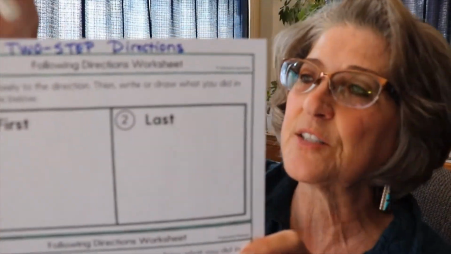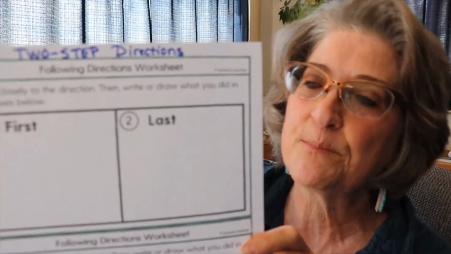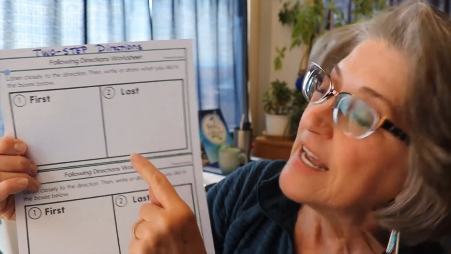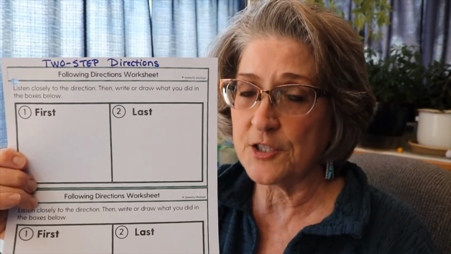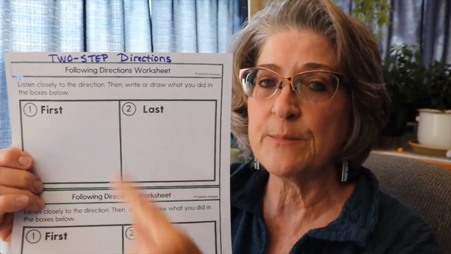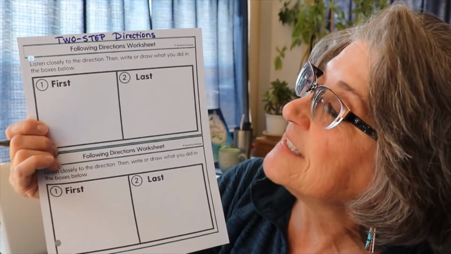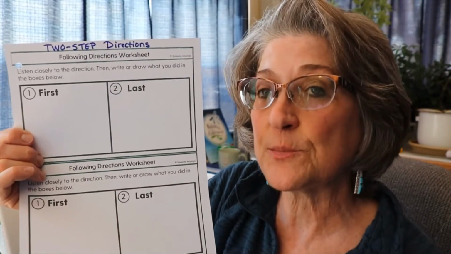In the worksheets, the worksheet that goes with 2-step directions is this one. So here's our 2-step directions at the top. And the worksheet shows first and last. And again, you may choose or not choose to really do this activity by having your child draw a picture or you drawing a picture. But the idea is you want them to think in terms of first and last.